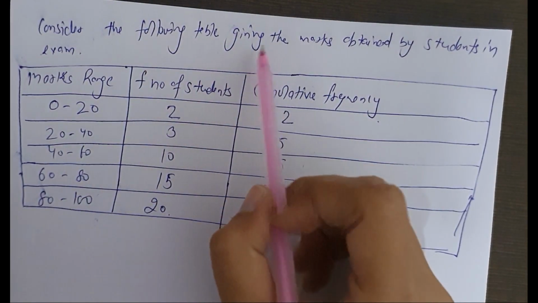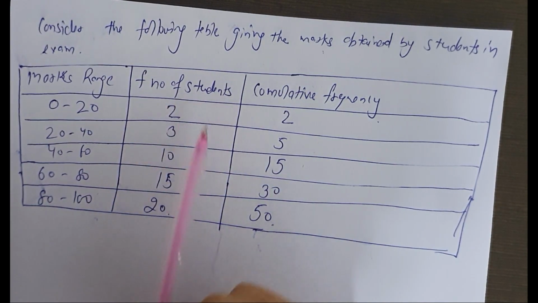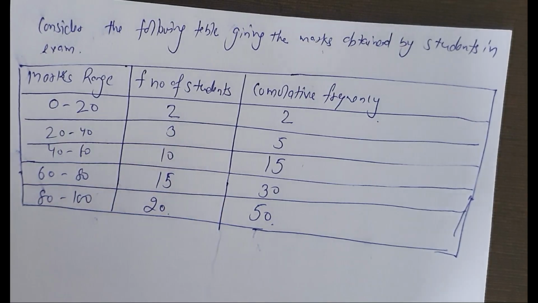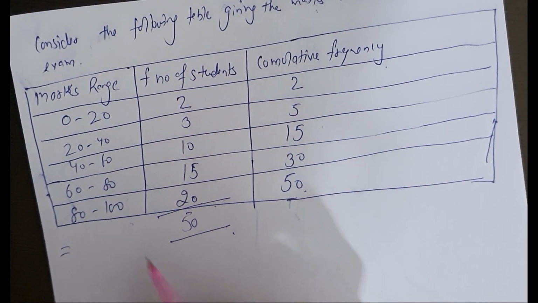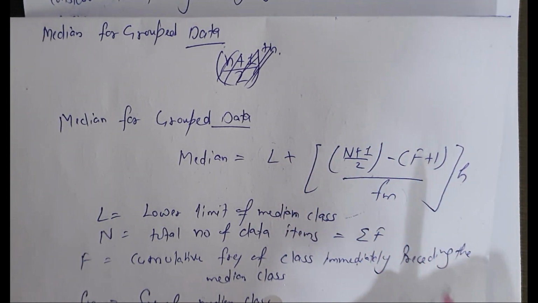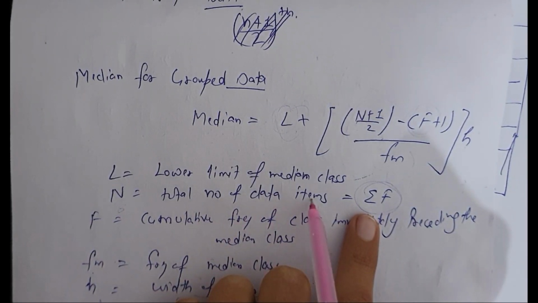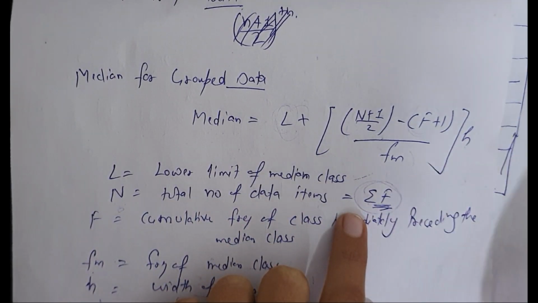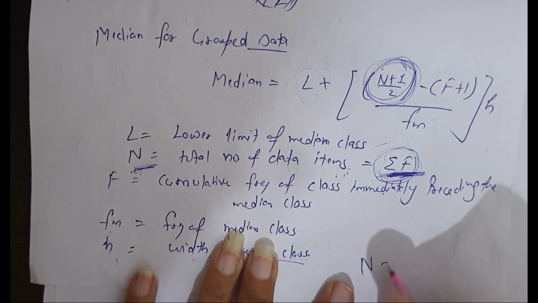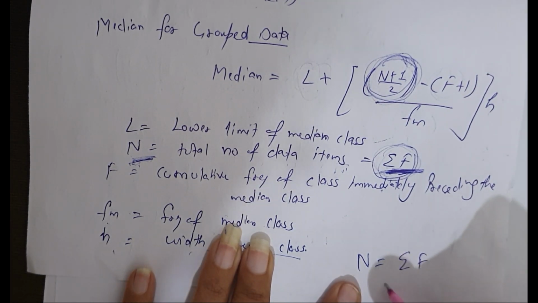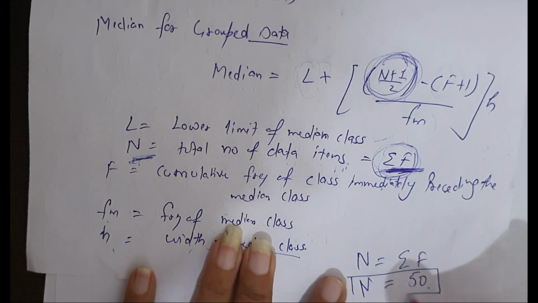Consider the following table giving the marks obtained by students in an exam. This is the marks range. Frequency and cumulative frequency are given. Now, firstly add these frequencies. This will come out to be 50. Here we have to find these terms. Now, how do we find it? Firstly, find n plus 1 by 2. That is, n, the total number of data items, is equal to summation of f. Now, what is summation of f? 50 is summation of f. N is equal to summation of f. Here, summation of f is 50. So, n is 50.